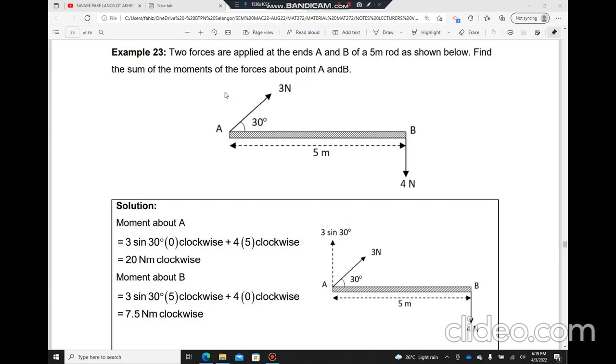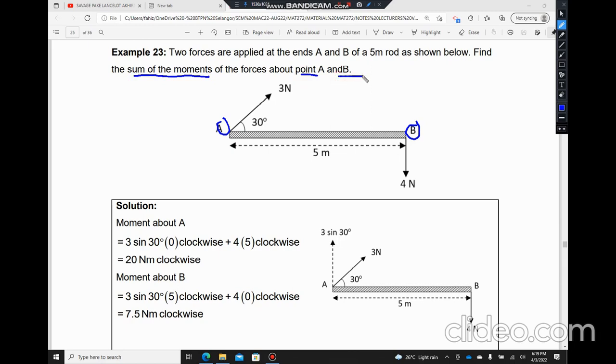Okay, next example 23. Two forces are applied at the ends A and B of a 5 meter rod as shown below. Okay, so kat sini pun kita ada point A and B. Okay, kita ada dua point A and B, 5 meter. So the distance is equals to 5. Find the sum of the moments of the force about point A and B. Okay, find the sum of the moments. Dia nak find out the sum of the moments about point A and point B.